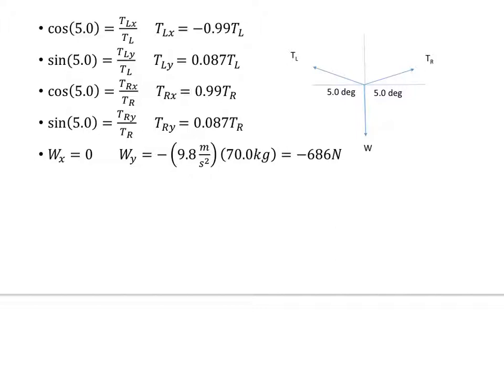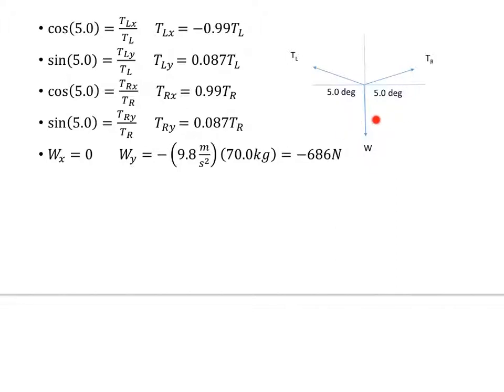Okay, so now we go to the right, TR. Cosine of 5 degrees equals TRX over TR. TRX is equal to 0.99 TR. In this case, it's positive because it's acting to the right. And then the y component of TR is going to be sine of 5 degrees equals TRY over TR. So TRY is also equal to 0.087 TR. Again, that one is also upward, so it's positive.